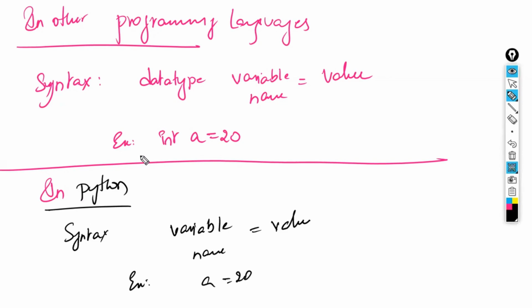That is the difference. This is called a static programming language, and this is called a dynamic programming language. The syntax in other languages is data type, space, variable name, is equal to value. Syntax means rule. In Python, you can just write the variable name is equal to whatever the value is, directly a = 20.